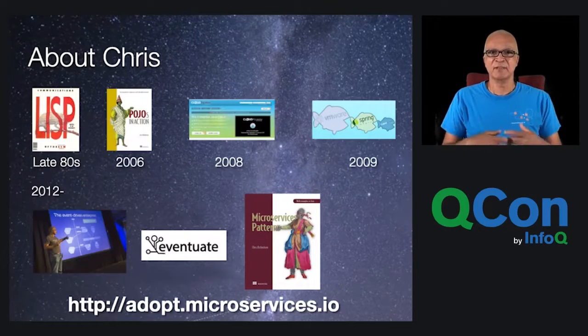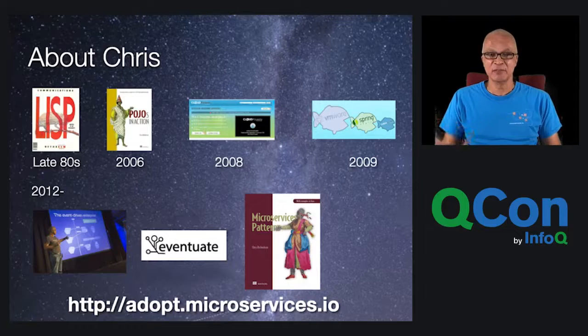But first, let me introduce myself. I'm Richardson. I've done a number of things over the past 40 years. For example, I developed Lisp systems in the late 80s, early 90s. I also created the original Cloud Foundry back in 2008. And since 2012, I've been focused on what eventually became known as the microservice architecture. These days, I help organizations all around the world use microservices more effectively.